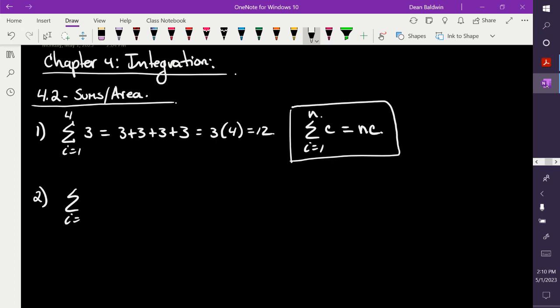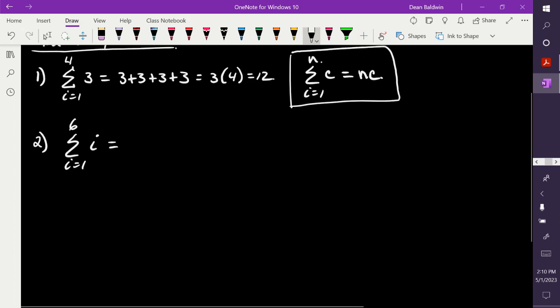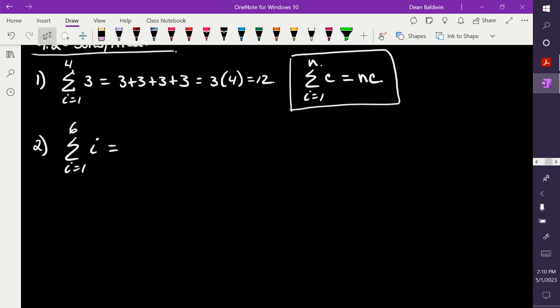What if I said i equals 1 to 6 of the term i? So what that means is you start with i equals 1. You put i equals 1 in, right? Which is 1. And then because sigma means sum, you put i equals 2 in. And then 3, and then 4, and then 5, and then 6. All the way up till you get to the top number. Now you can add all those up, okay? And you would get 21 if you added them all up.